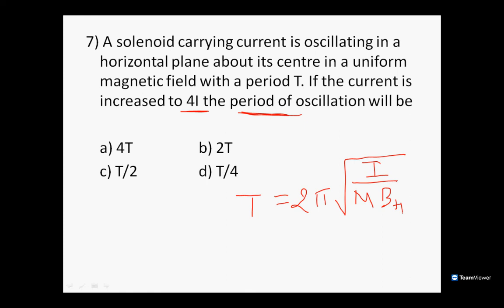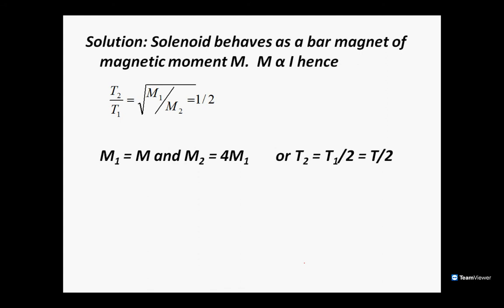In this problem, current increases. Magnetic moment and current are directly proportional. If current increases, then magnetic moment also increases. Students, don't use I, don't use BH. Now you should connect the relation between T and M. T is directly proportional to square root of 1 by M, inversely proportional. Now he is asking T2 here. T2 by T1 equal to square root of M1 divided by M2.